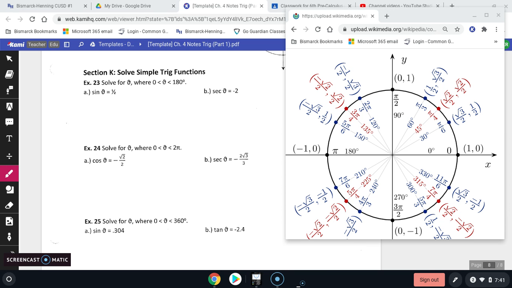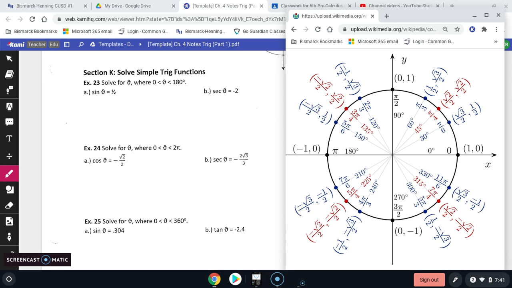Okay, so we're going to solve some simple trig functions. Again, we did this at the beginning of the year, so hopefully this is just a review. Now, do pay attention to the domain limits. So here it says where 0 is less than theta is less than 180 degrees. So a couple of things. You're going to be writing your answers in degrees, okay? And since it's between 0 and 180 degrees, we are only going to be looking in the first two quadrants.